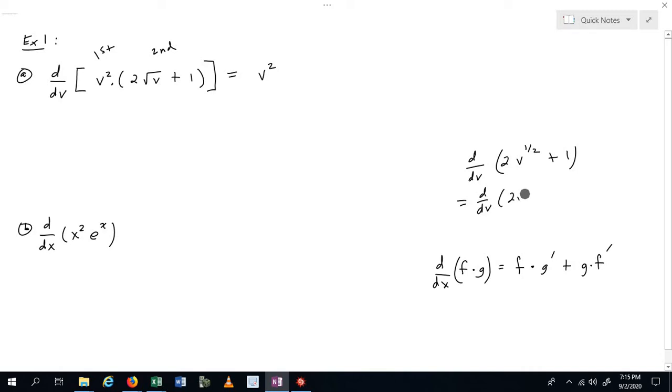So let me write it like that real quick. Right, so you can break it up like this. Now this first derivative, you can pull the 2 out of the derivative operator since it's a constant. And then the derivative of this would be 1/2 v to the, because you pull the 1/2 down and then you subtract 1 from the exponent. So let's see what you get here.